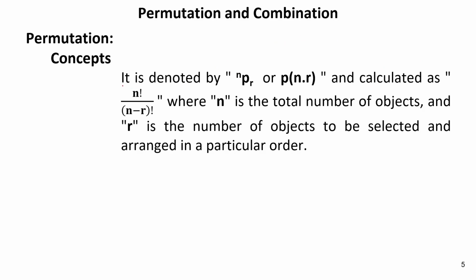It is denoted by nPr or P(n,r), and calculated as n factorial divided by (n minus r) factorial, where n is the total number of objects and r is the number of objects to be selected and arranged in a particular order. So it is denoted by nPr and calculated as n factorial by (n minus r) factorial, where n is the total number of objects and r is the number of objects to be selected and arranged in a particular order.